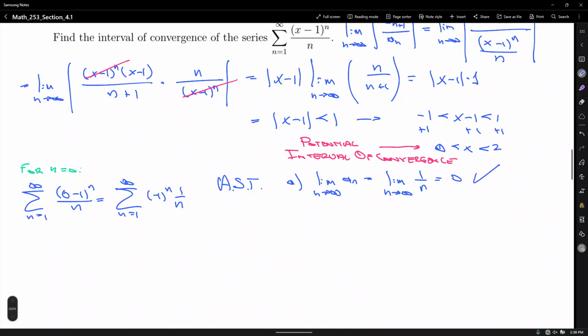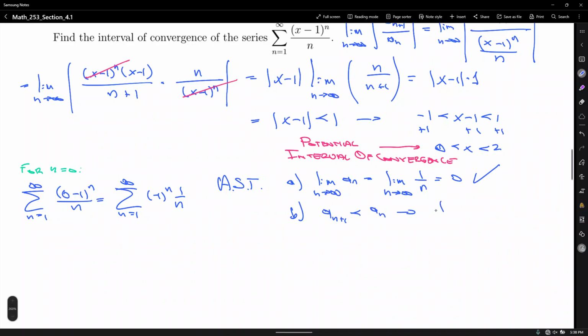One of the initial conditions for the alternating series test is that this limit equals 0. Letter B, we need to make sure that this sequence right here is decreasing: a sub n plus 1 less than or equal to a sub n.